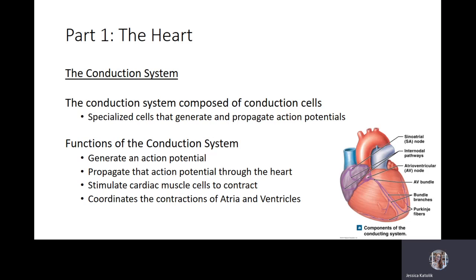The function of the conduction system is one, to generate an action potential, two, to propagate or move that action potential through the heart, three, stimulate the cardiac muscle cells to contract, and four, coordinate the contractions of the atria and ventricles. And this is where that action potential is going to propagate through those gap junctions, those electrical synapses. Because each of the cells are connected using gap junctions, the action potential will travel through and sweep through the heart, and it will stimulate the contractile cells, or the muscle cells, to contract and coordinate the contraction of the heart. So cool. Sorry, geeking out so much.